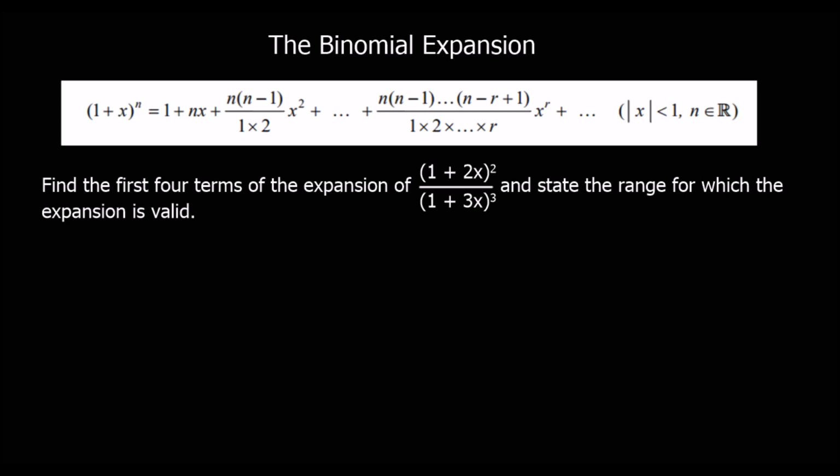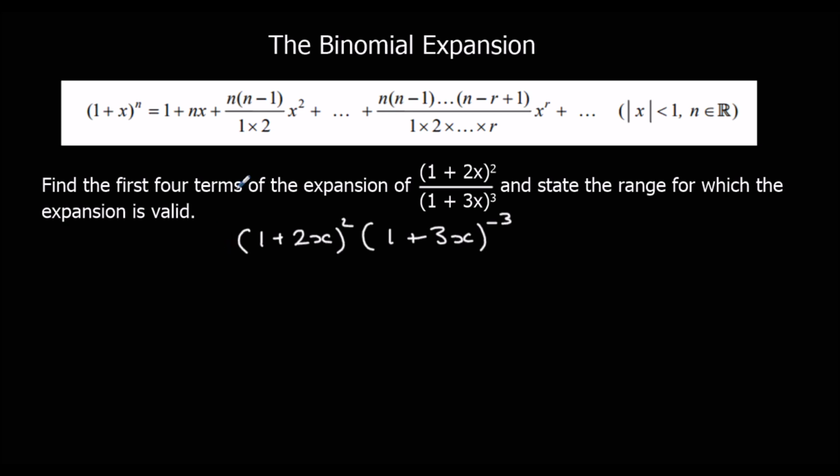Okay, sometimes we'll get binomial expansion questions where we've got two expansions multiplied together. So here we've got (1 plus 2x) all squared over (1 plus 3x) all cubed. So we can rewrite that as two expansions multiplied together: (1 plus 2x) squared times (1 plus 3x) to the power of minus 3. And we can expand them both separately and then multiply them together afterwards.